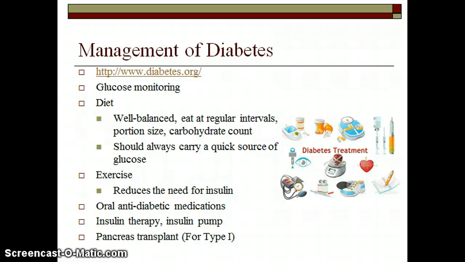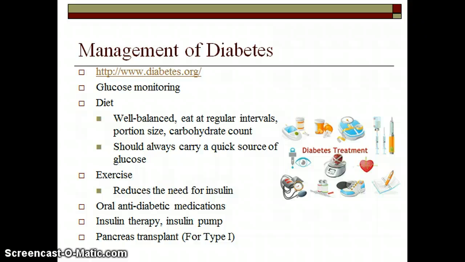If we can get them to increase their exercise, it's going to reduce that need for insulin and help with the uptake and the use of it within our body system. So we would encourage regular exercise, even if they need to start slow and work their way up. Maybe it's just walking for 10 minutes a day and then they build up from there.